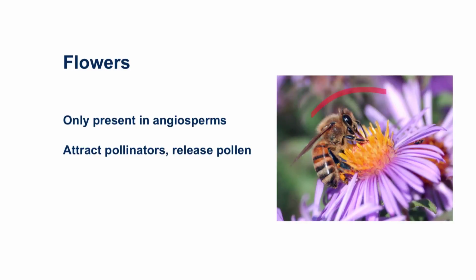Flowers, such as this aster that's being visited by a bee pollinator in this picture, are only present in the plant group called angiosperms, which we'll talk about more later, or you could read in your textbook more about that if you're interested right now. Flowers, the purpose of them is to attract pollinators and to release pollen.